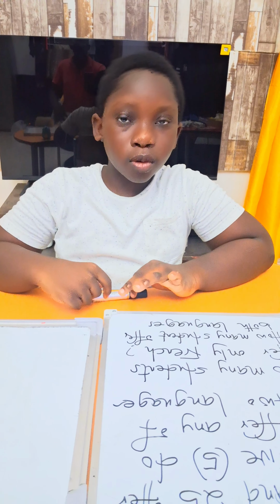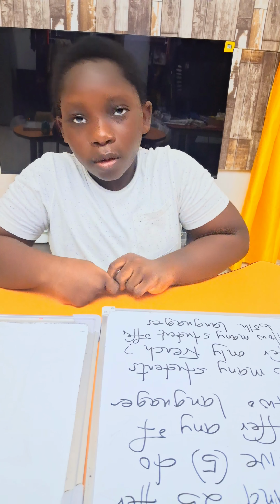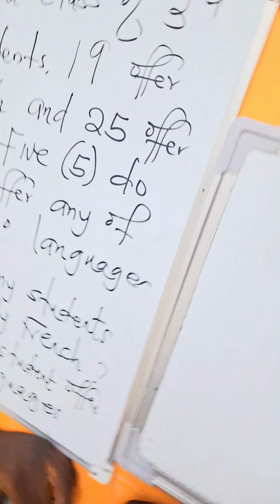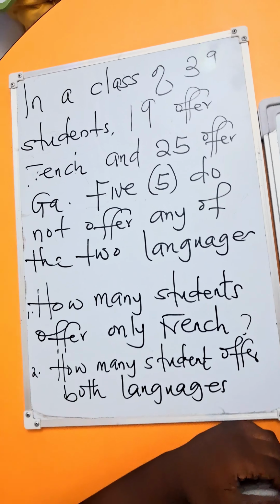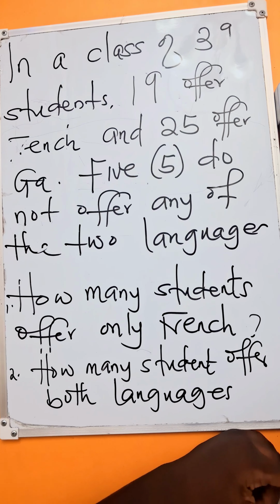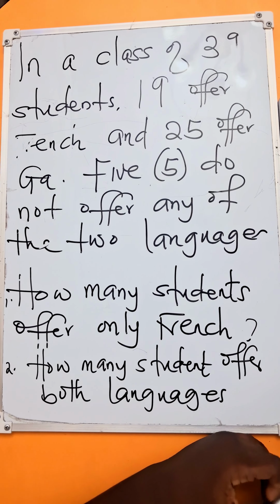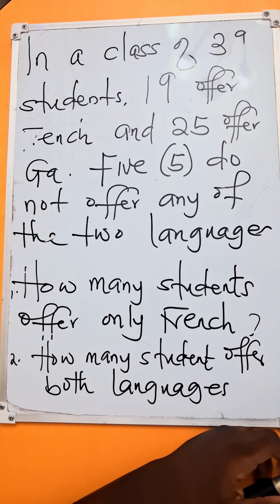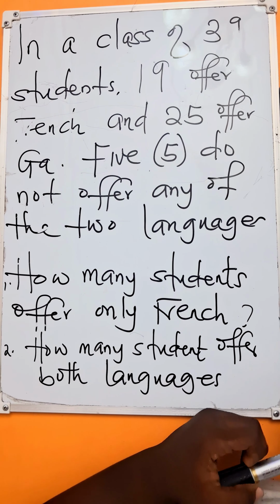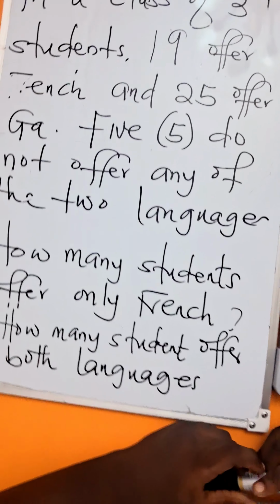Today we're solving a junior high school question on Venn diagram. The question says, in a class of 39 students, 19 offer French and 25 offer Ga. 5 do not offer any of the two languages. 1. How many students offer only French? 2. How many students offer both languages?